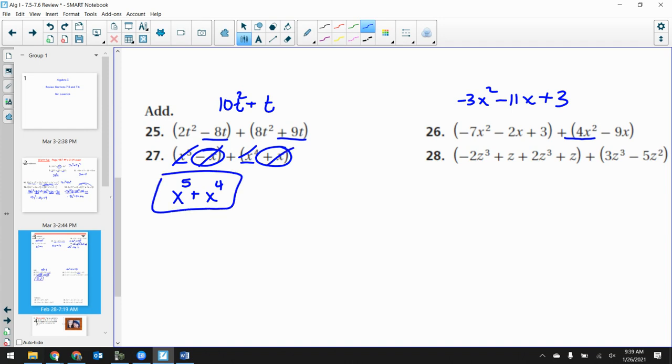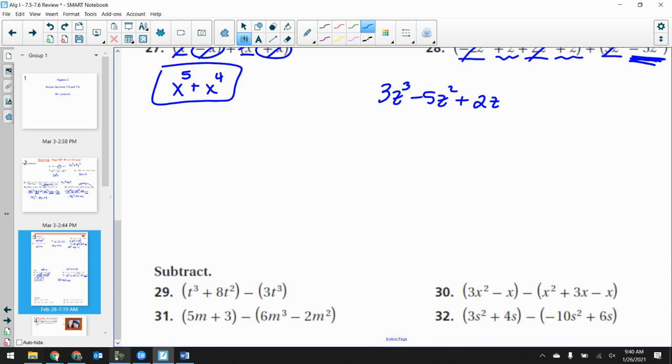And then number 28, Dane. What do I get for my z to the thirds? Good. And then, are there any z squareds? Plus what? Z. 2z. Questions about that one? Okay, let's keep it going.